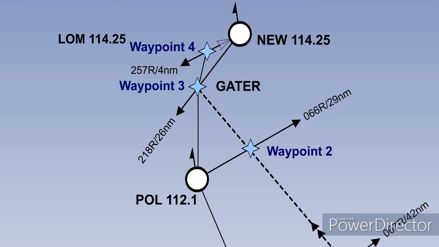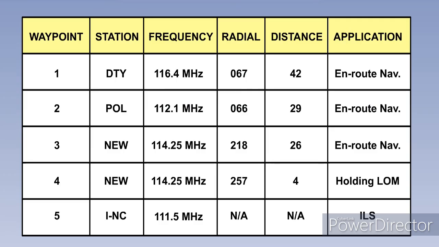He selects the locator outer marker as waypoint 4, which is on the November Echo Whiskey 257 radial at 4 nautical miles. This is the starting point of the ILS procedure. He can then select the ILS at Newcastle Airport, which he designates as waypoint 5. Finally, we can see from this table the inputs that would be required for the RNAV route we have just created.